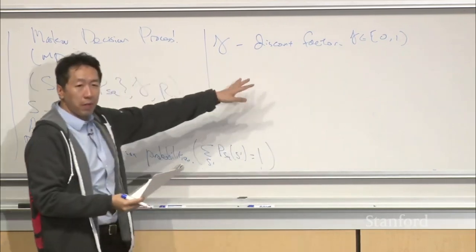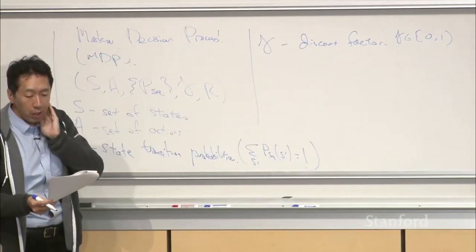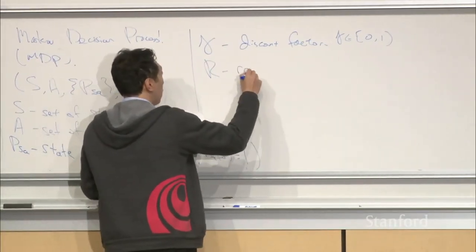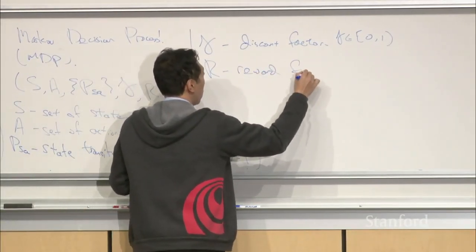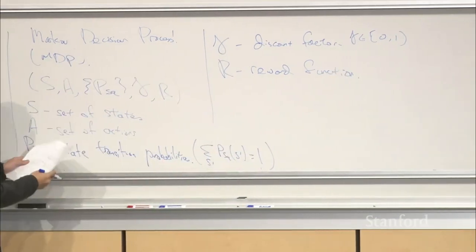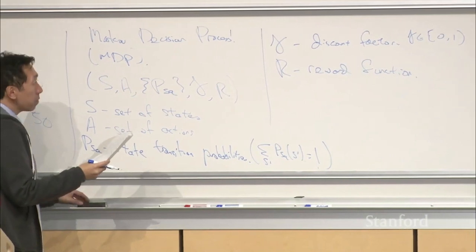Gamma is a discount factor, a number between 0 and 1. Don't worry about this for now; we'll come back to it in a minute. And R is that all-important reward function.